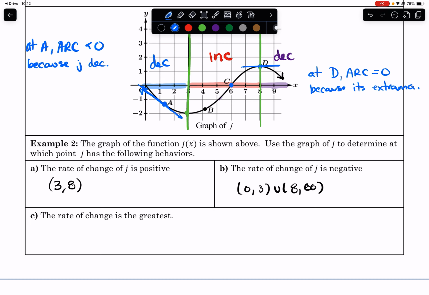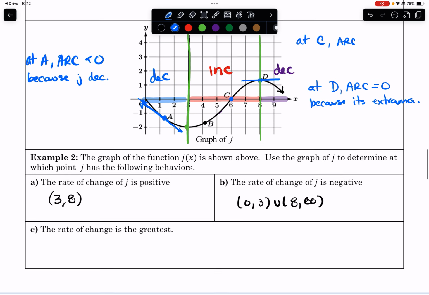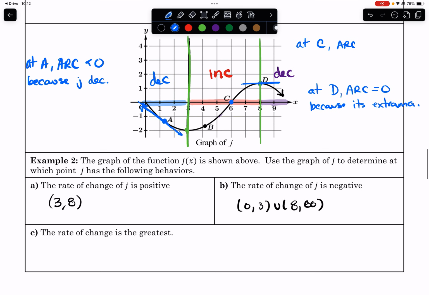And at point C, this point right there, your average rate of change is going to be a number that is positive, a number greater than 0. And the reason for that is because the graph is increasing in that interval.